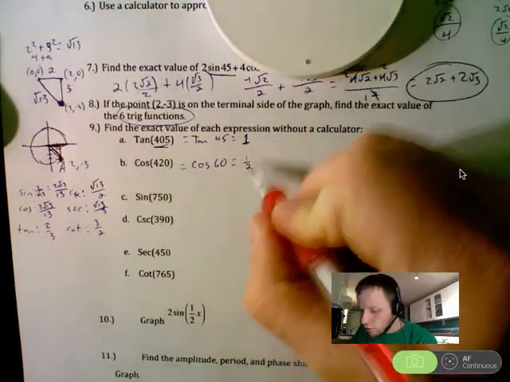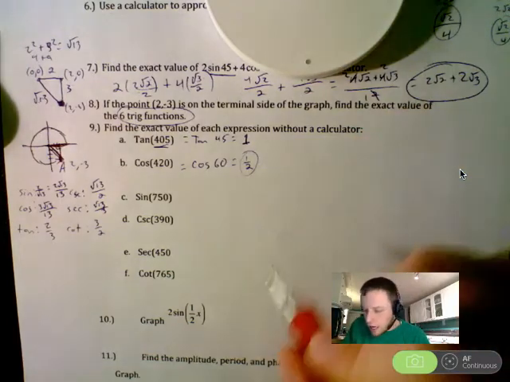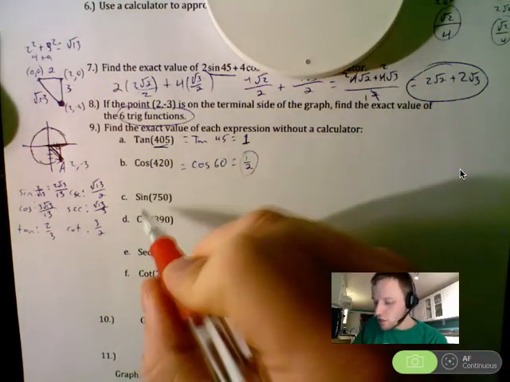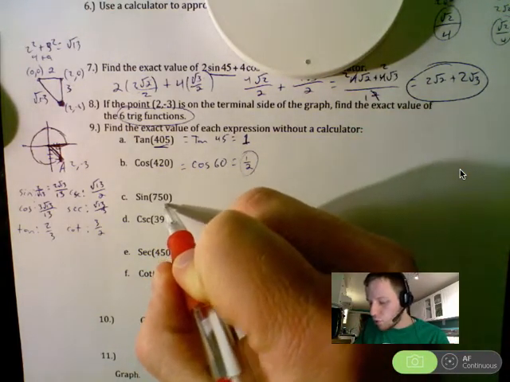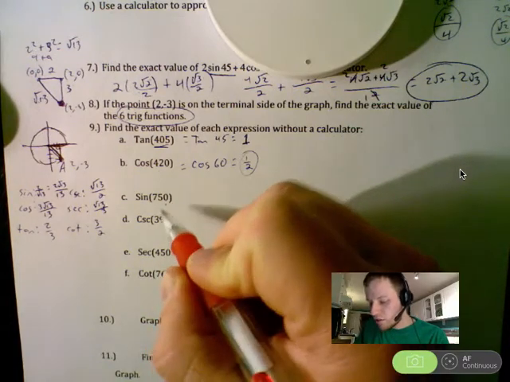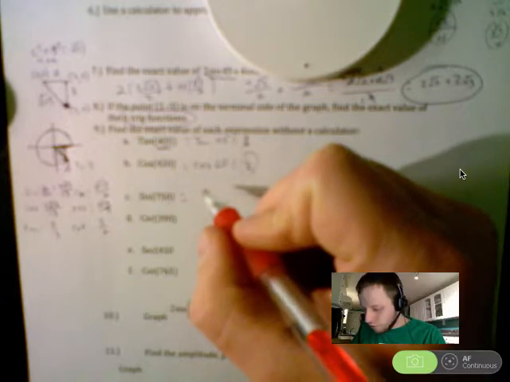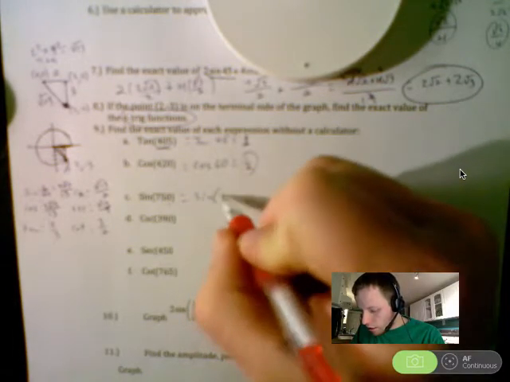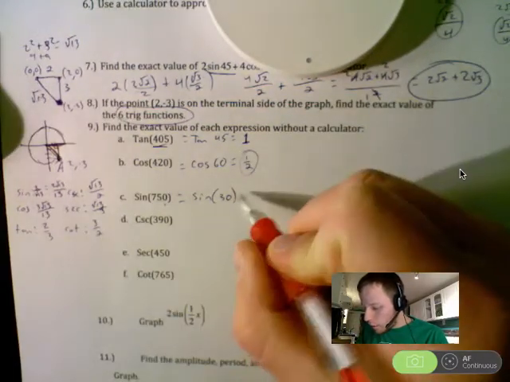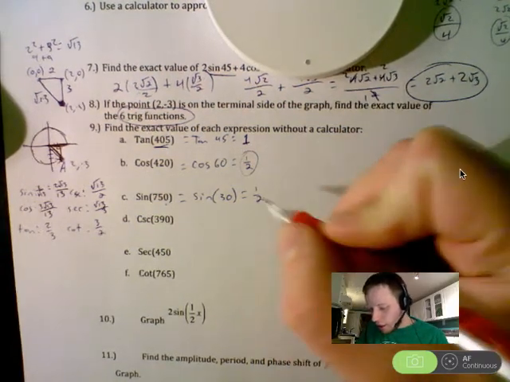So, cosine of 420 is 1/2 because it's the same as cosine 60. Now, sine 750, if you subtract 360, that's still too big, so you'd have to subtract another 360 to give us sine of 30, which ends up being 1/2 again.